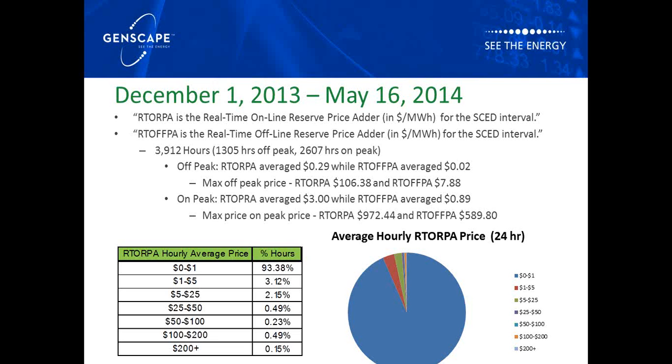$589.80. What this slide is really just trying to show is that of all the concern about the price adder, at least from December to May so far with this back data, over 93% of the price adders have been in a range from $0 to $1. It's driving home that the adder is really minimal most of the time.